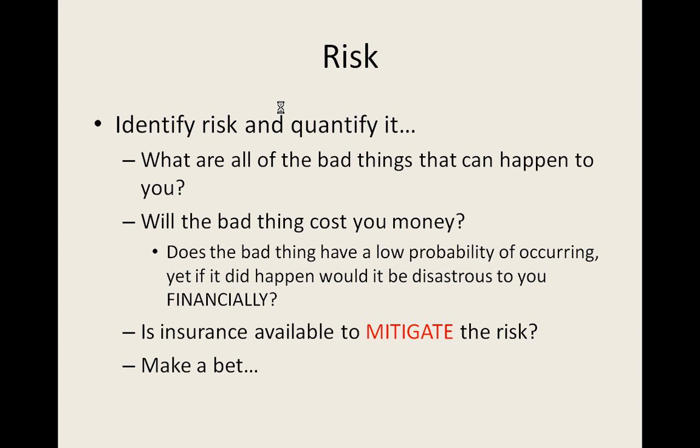So let's first talk about insurance and what we insure. And that gets us to the issue of risk. Risk is a bad thing that can happen to you, and when you're thinking about all the bad things that can happen to you, a couple of factors are important for insurance. Will the bad thing cost you money, and what's the likelihood of the bad thing occurring? In order to have insurable risk, you've got to have a low probability of something occurring, and at the same time it has to be disastrous to you financially.